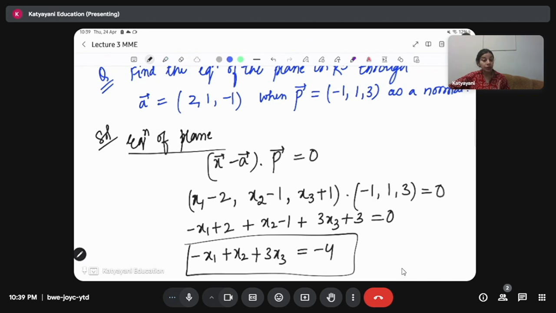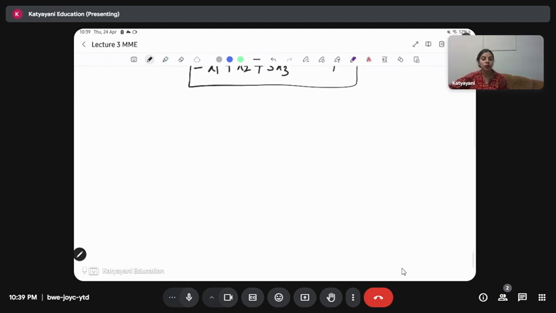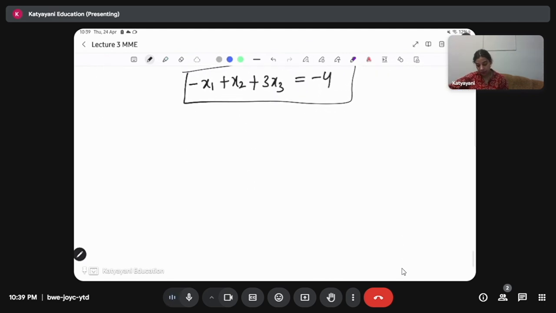Now, the trick that I had told you, you can see the coefficients of x1, x2, x3 here. The coefficients are minus 1, 1 and 3, and you can verify it here from P that is given to you in the question, that the coefficient of x gives you nothing but the vector P, or the vector which is normal to the plane, right? So this is just a trick that will be useful in certain questions that we'll be doing later.